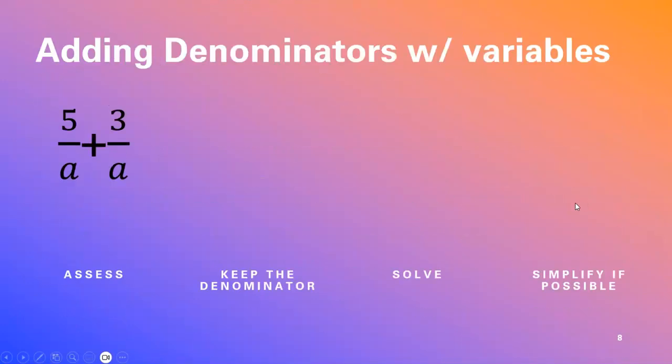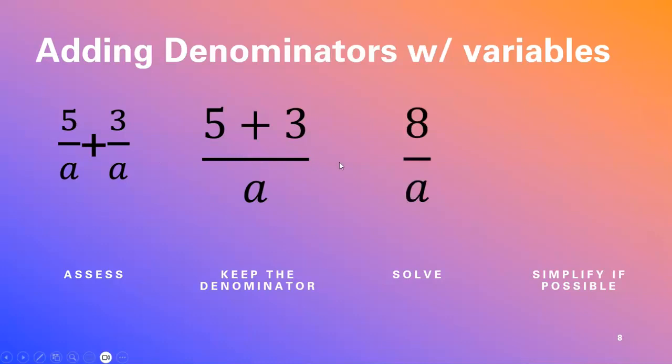If you want to add fractions that have variables in the denominators, they're still denominators, so you don't really do anything with them. So you have 5 over a plus 3 over a. You still keep your denominator a the same, so you have 5 plus 3 over a. And this gives you 8 over a, and you can't simplify it since there's no other number with a.